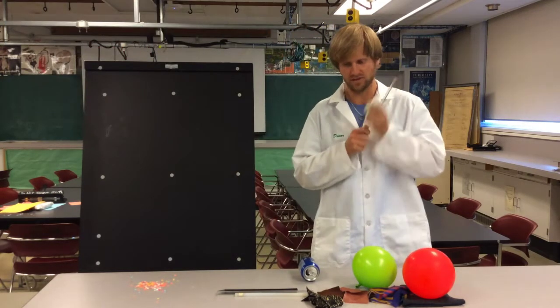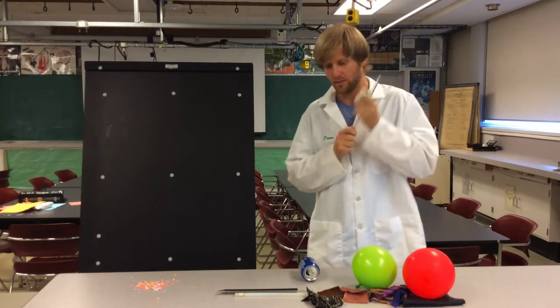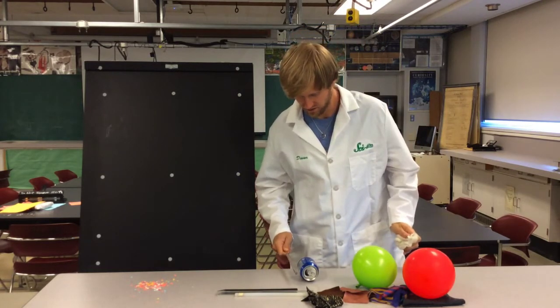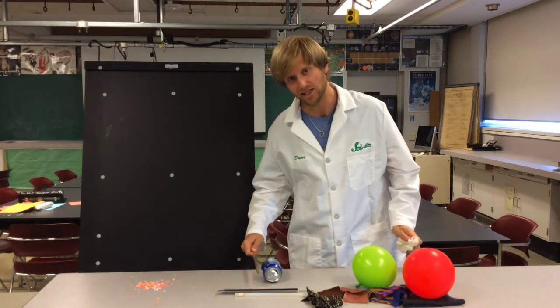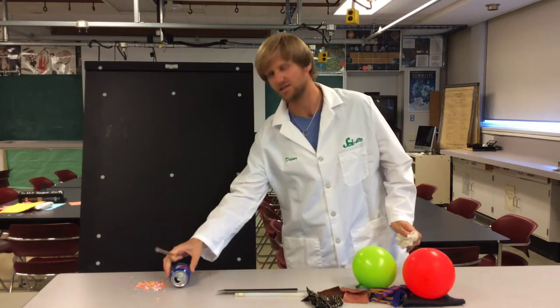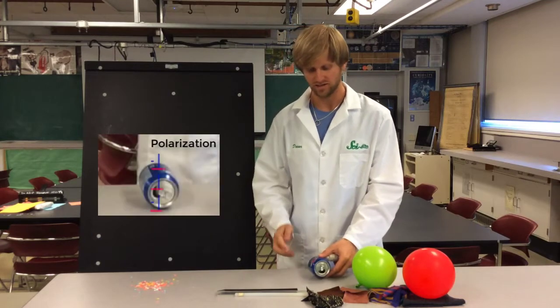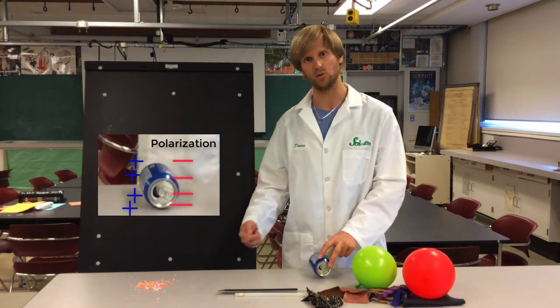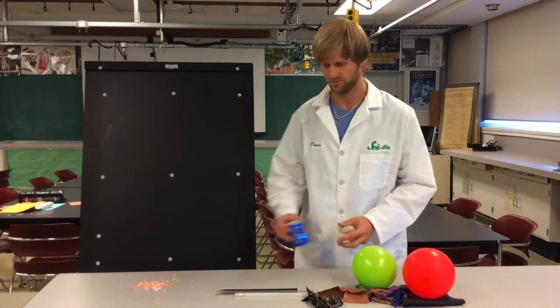So let's see what happens when I bring the rod closer to the can. Can you see the can is attracted to the rod? That's because the negative charges moved to this side of the can and the positive charges were on this side, and they were attracted to the rod.